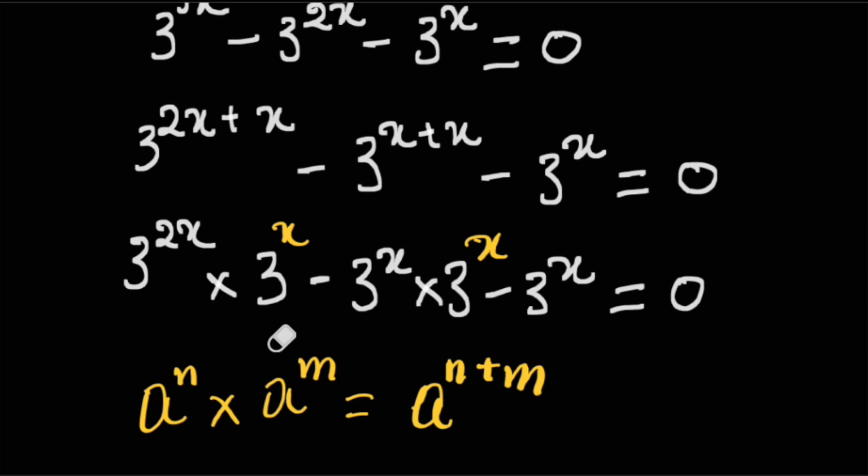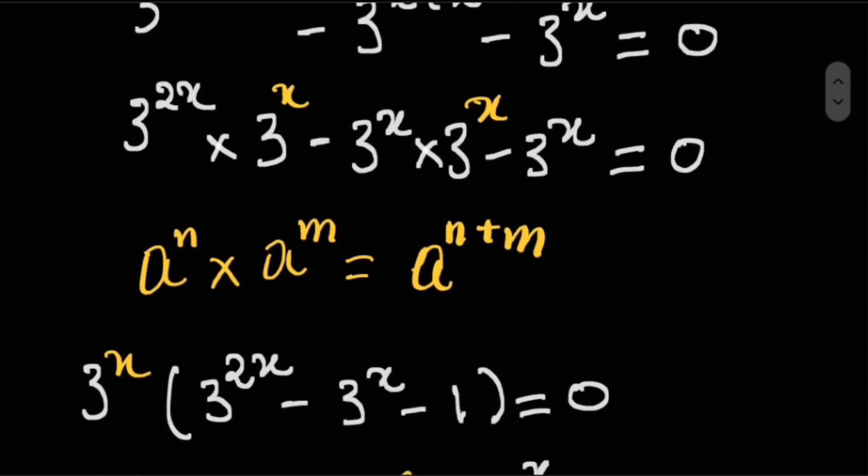Since everywhere in this equation we have 3 to the power x, we're going to factor this equation by 3 to the power of x. So we have 3 to the power of x into, if I remove this, I remain here with 3 to the power 2x. If I remove this, I remain here with 3 to the power of x, and if I remove this, I remain here with 1. So at this level we have 3 to the power of x multiplied by this expression is equal to 0.